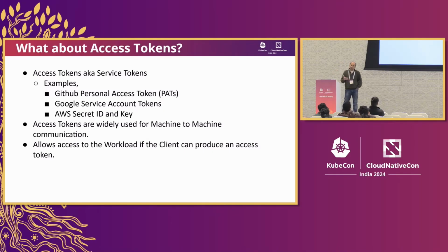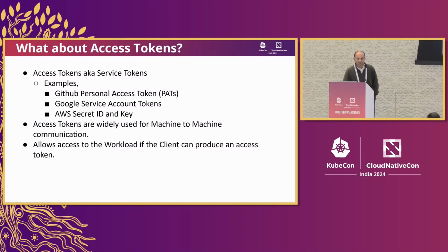But most people, when I talk about this, say, what about access tokens? It's not the first time we are making use of machine identities, or application, service, or workload identity. Access tokens have already been there. I'm pretty sure everyone here must have used access tokens in some shape or form, be it GitHub's personal access tokens, Google service account tokens, or AWS secret IDs and keys. Access tokens are widely used for machine-to-machine communication, and they allow access to the workload if a client can produce an access token. That's the fundamental premise of it.